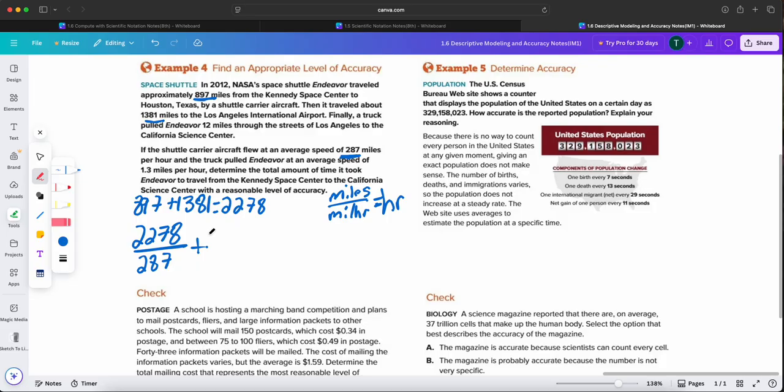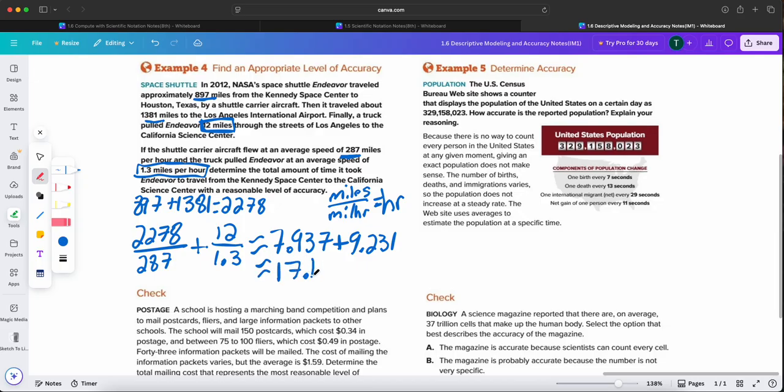So then we have to do the same thing for the car. Well, for our car, it only traveled 12 miles, and its speed was 1.3 miles per hour. So we have to divide by 1.3. So if we were to divide those, we're going to get that for the aircraft, it took them about 7.937 hours. Plus, for our truck, it took them about 9.231 hours. So we'd want to add those together, which if we do, we get about 17.168.